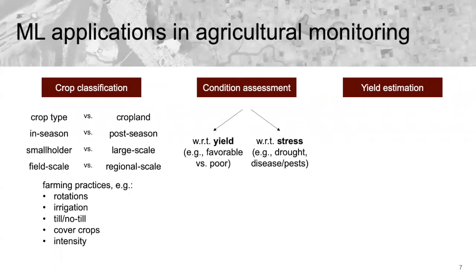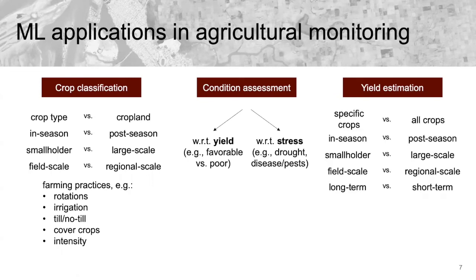Condition assessment is another major area where usually we're looking at condition as it relates to yield. For example, are the current conditions favorable or not favorable for a future harvest? Or we might be looking at it with respect to stress, where we might be looking at detecting diseases or other types of stress on the crops, such as water stress due to drought. And then finally, yield estimation, which Anu talked a lot about, is where we're trying to estimate how much production per area we are going to be getting from particular crops.